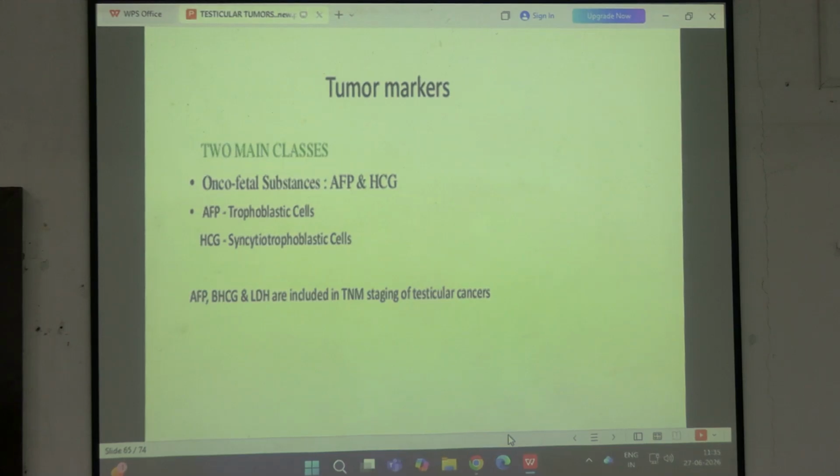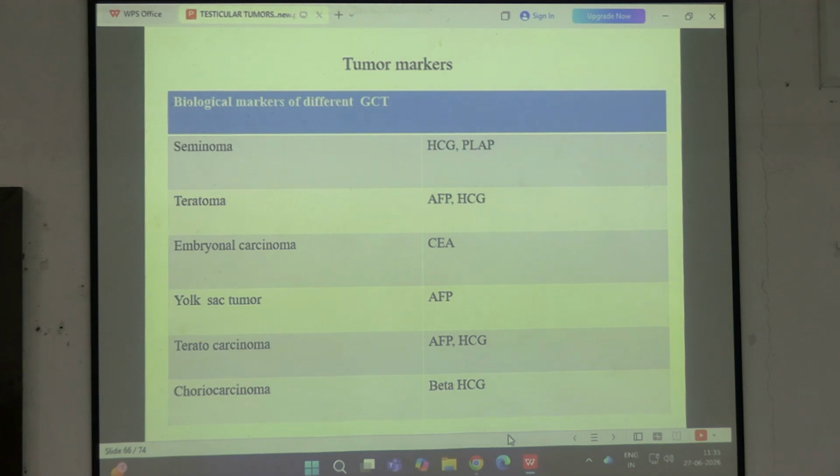Okay, so tumor markers are very important. AFP and HCG, you should remember. AFP is what? Alpha fetoprotein, okay? So this one you should remember. Please, if you guys want, take a picture of this. At least this you should remember: which tumors will cause change in which biological markers.